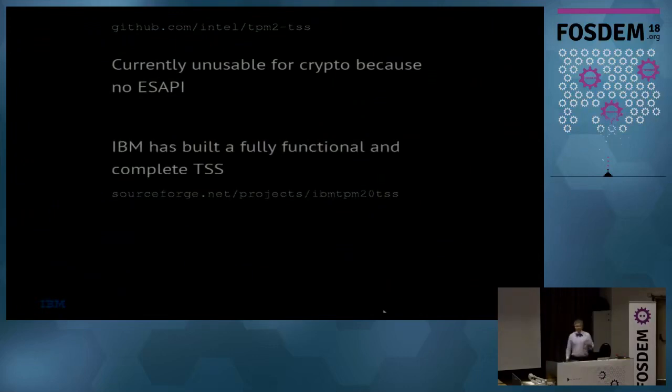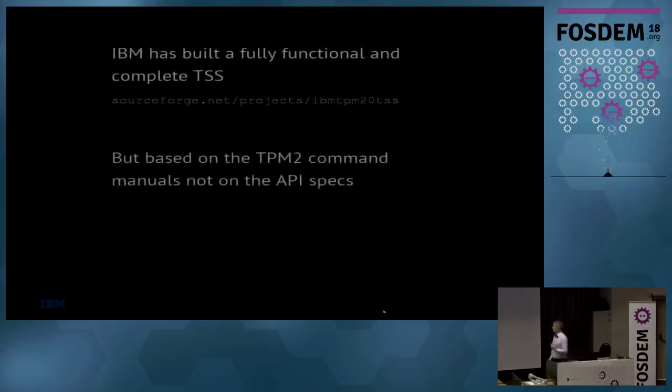IBM has actually built a fully functional trusted secure stack, and it's fully complete. It's sitting on SourceForge at IBM TSS 2.0, but it's based on the TPM2 commands. It's not actually based on any of that complicated TCG stuff. So if you understand the TPM commands, you can actually use this IBM stack. Which is very useful for me because it means that I only need to understand a very small piece of the trusted secure stack to get everything working.